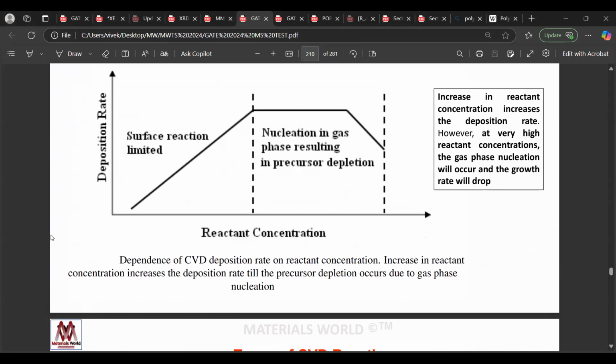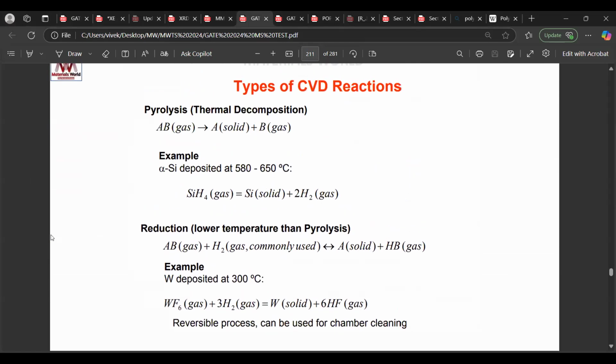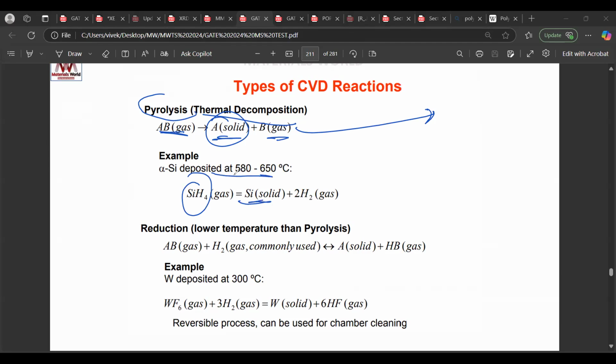Now we see the same thing is happening here, right? Pyrolysis. What is pyrolysis? You're decomposing. For example, you have AB gas, and you're decomposing it to A solid and B gas. B gas will be removed, and this solid will be deposited. Very simple, right? The same idea: you can have SiH4 and decompose it at 500 to 600 temperature. Now silicon is solid and gets deposited on the substrate, and the gas is removed. We have silicon deposition using CVD. It's not rocket science, right?